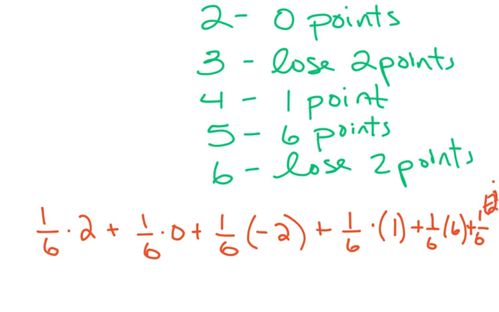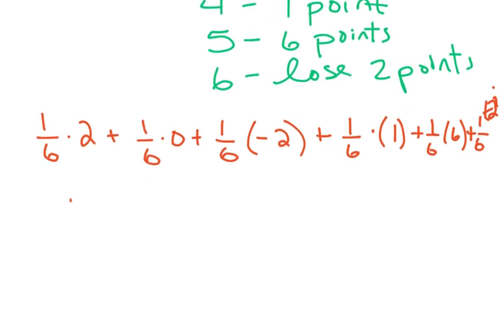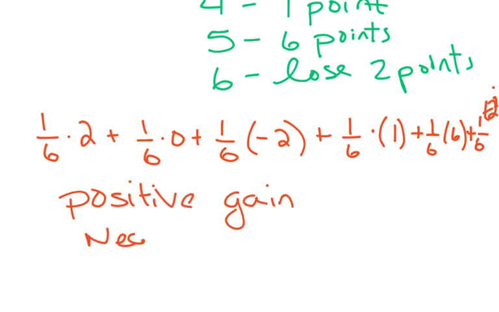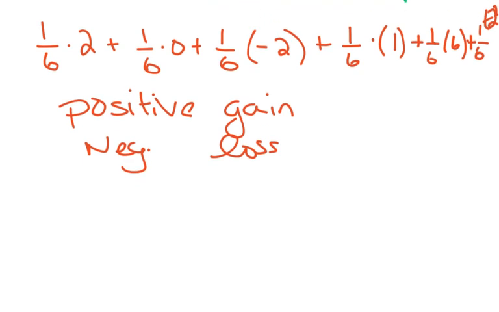All right. So now you're going to type this into a calculator and find out what the end result is. If it's positive, you should expect a gain. If I get negative, that means I'm going to lose points. It's going to be a loss. I'm going to type this in the calculator. So this has a value of 0.833. If I add this all up, it's 0.833 repeating, assuming I typed this in the calculator correctly.